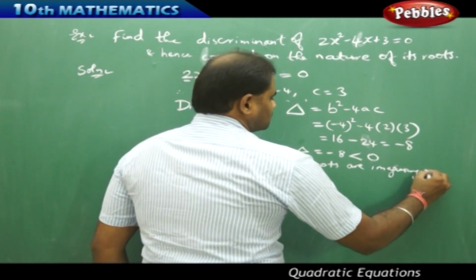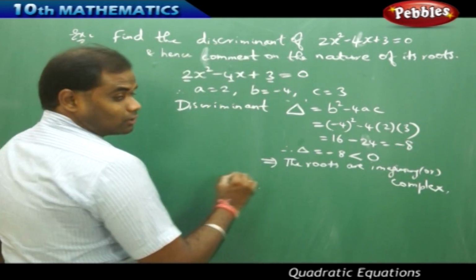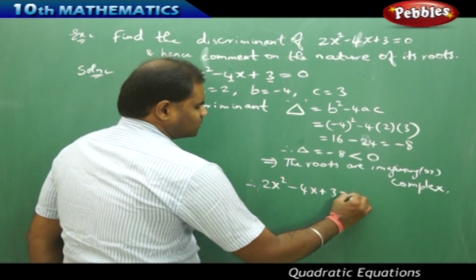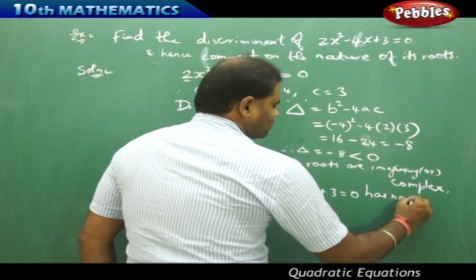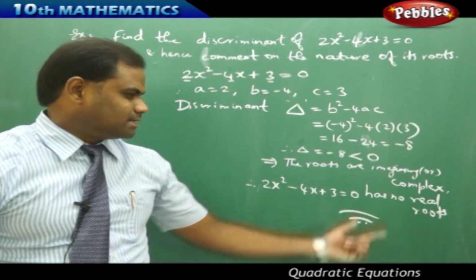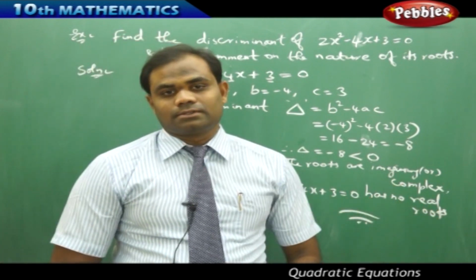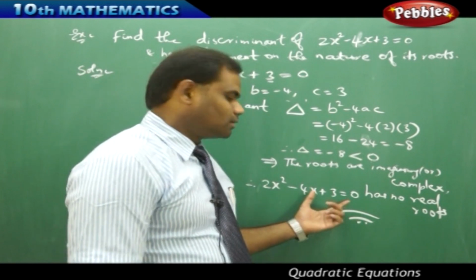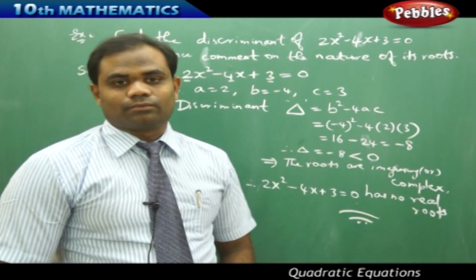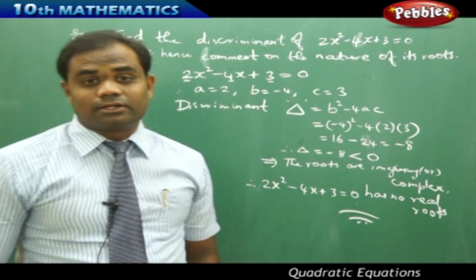imaginary or complex. Therefore, the quadratic equation 2x squared minus 4x plus 3 equal to 0 has no real roots, because the roots are complex or imaginary numbers. It has no real roots. Therefore, you cannot find a real solution of this quadratic equation or any quadratic equation whose delta is less than 0. This is how we connect the nature of roots with the discriminant value, the significance of delta.